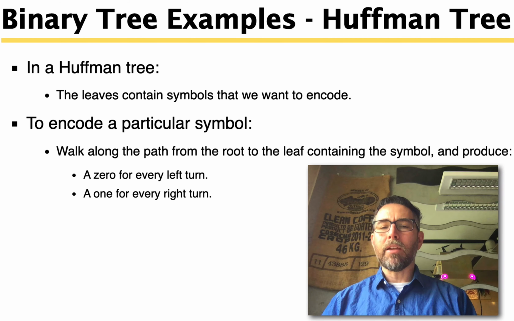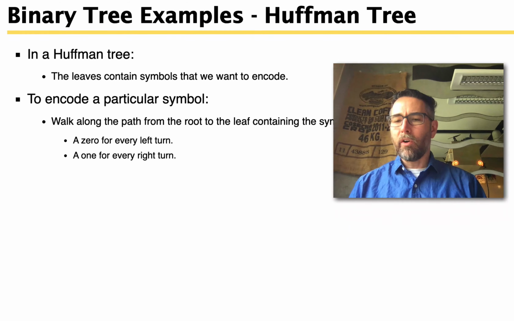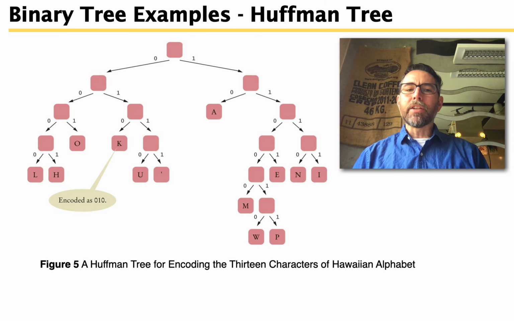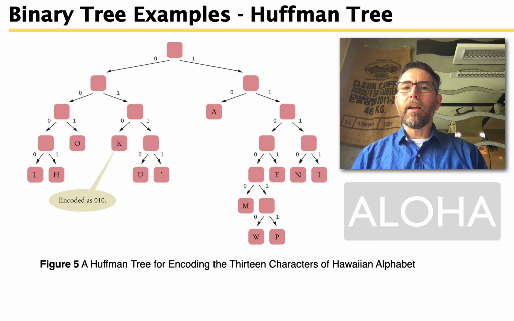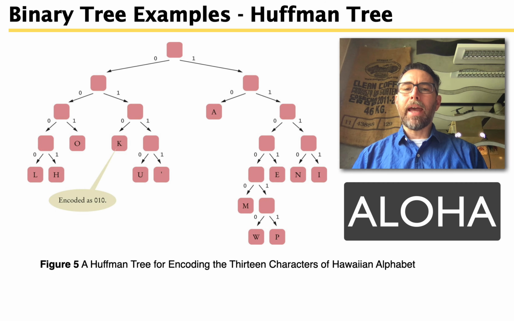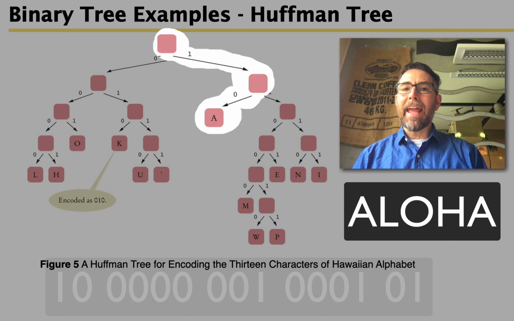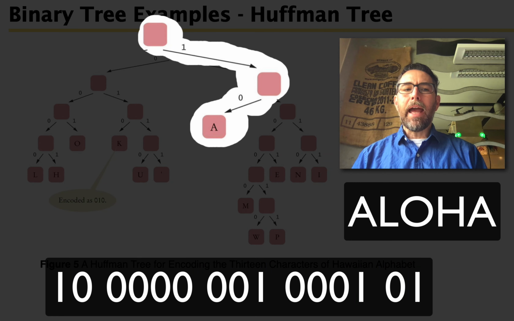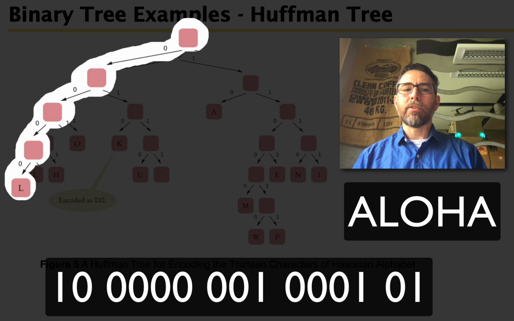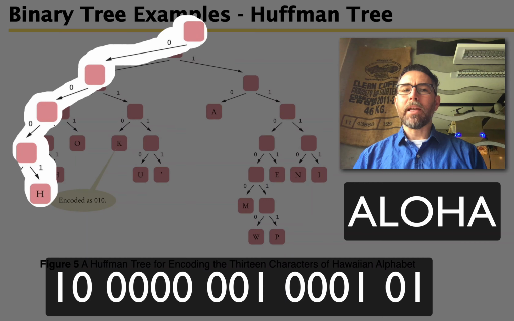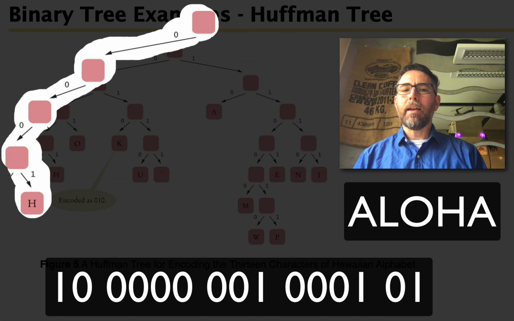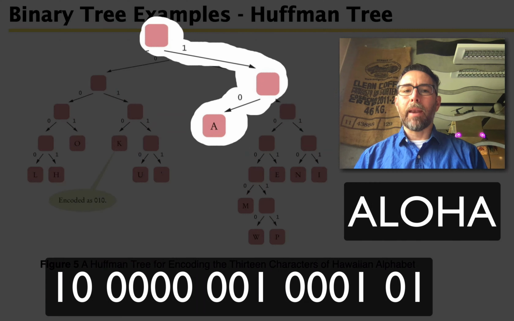So let's look at a tree that's built on the Hawaiian alphabet. The Hawaiian alphabet uses a subset of the letters in the full English alphabet. And so, for example, in this case, if we wanted to encode the word aloha, A-L-O-H-A, what we would do is we would walk down the tree, representing the A as a 1, 0, and L as a 0, 0, 0, 0, the letter O as 0, 0, 1, H would be 0, 0, 0, 1, and then A would be 1, 0 again.